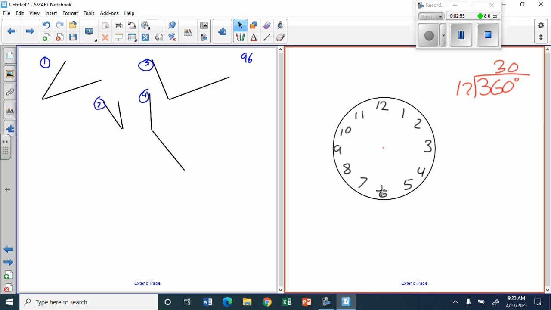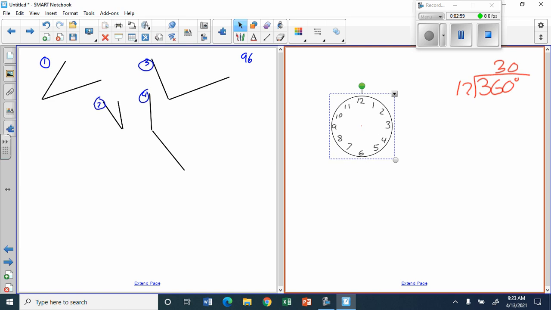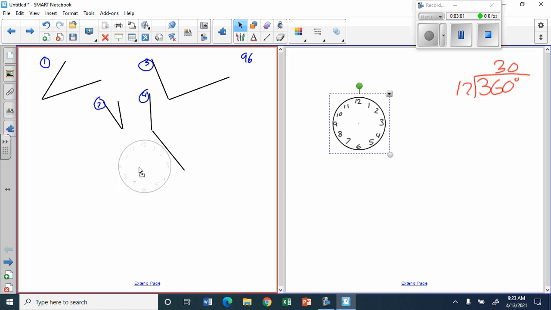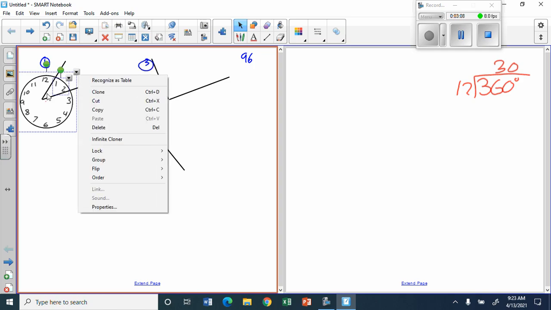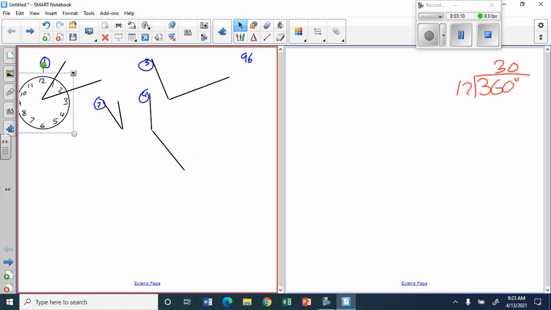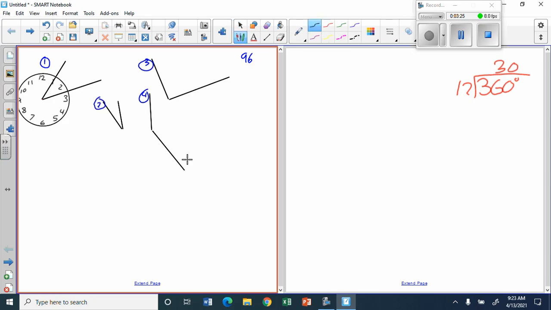So let's take this clock. I have to shrink it a little bit. I'm going to use this clock as a protractor. So let's go to the first one here. All right, now look at this first one. From 1 to 2 is 30, and then it's halfway between here. So that's about 45. That would be my estimate, 45 degrees.